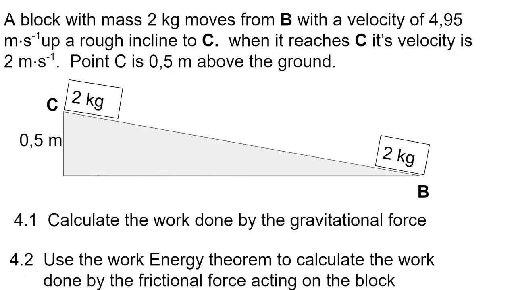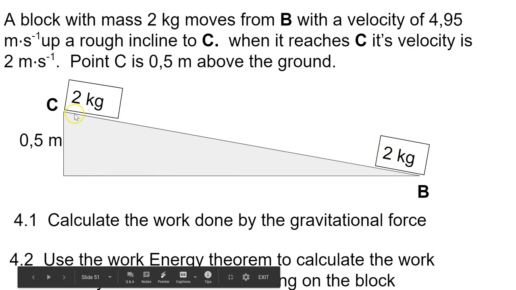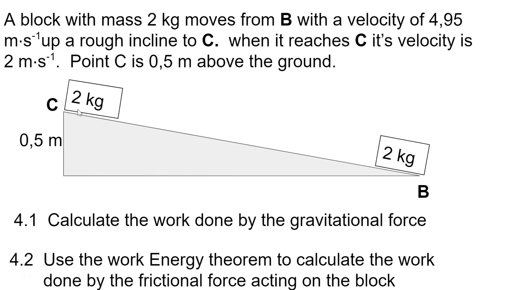Let's look at one more example. A block with a mass of 2 kilograms moved from B up a rough incline to C. When it reaches point C, its velocity is 2 meters per second. Point C is 0.5 meters above the ground. Great. Another example where I don't have the angle, but I do have the height.